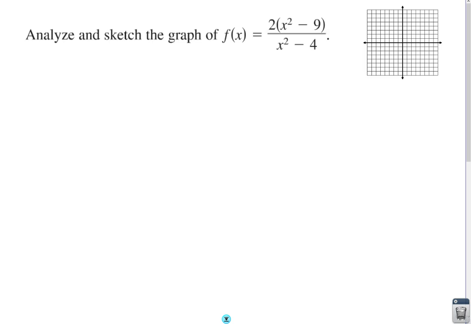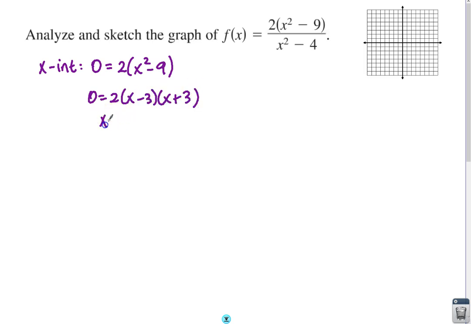So my x-intercepts is where my y value is equal to 0. So I'm going to set my entire function equal to 0, or really since it's a fraction, a rational function, I'm just going to set the numerator. So I'm going to say 0 equals 2x squared minus 9. Okay, so 0 equals (2x minus 3)(x plus 3). So then x equals plus and minus 3. So my actual intercepts would be (3, 0) and (negative 3, 0). If I wanted to, I could go ahead and plot those.